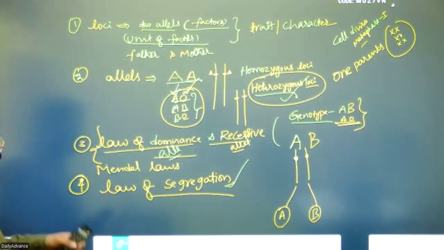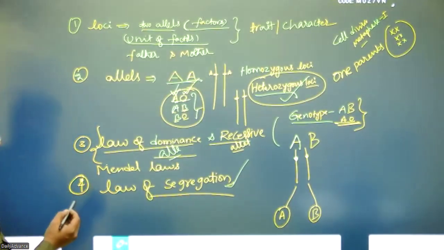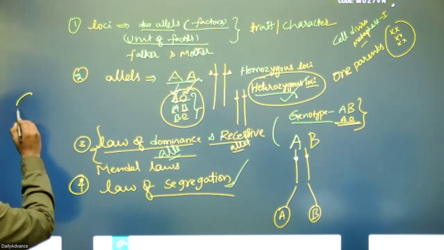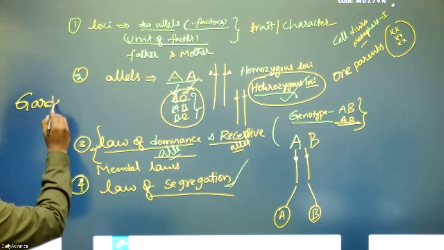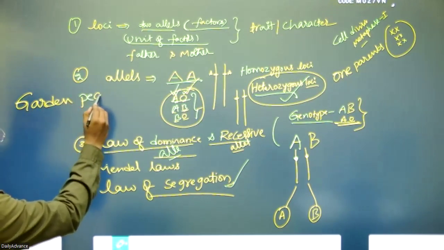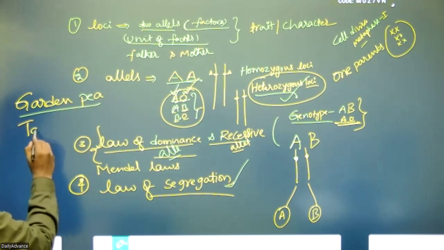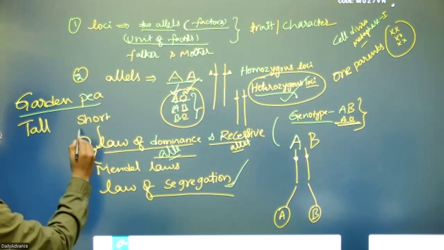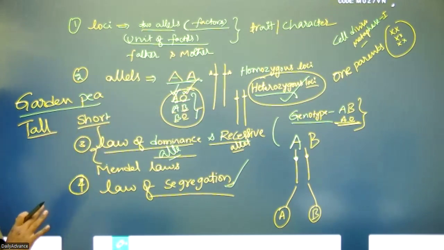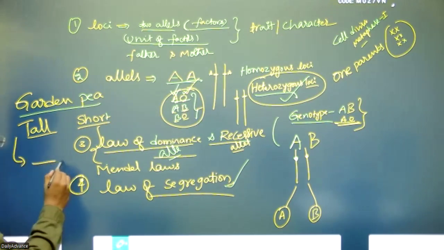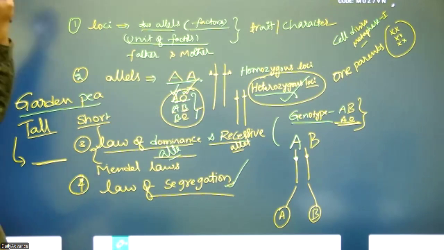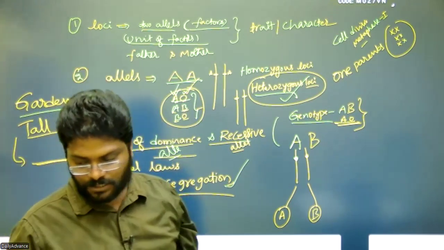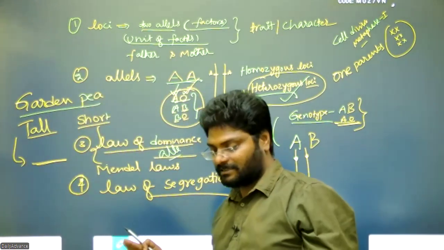These are all the things we saw yesterday by taking the example of the garden pea plant, where one is tall and another one is short. These are two contrasting characteristics. When two contrasting characteristics are present, in the next generation only one is expressed. The expressed one is called dominant, and the suppressed one is called recessive.